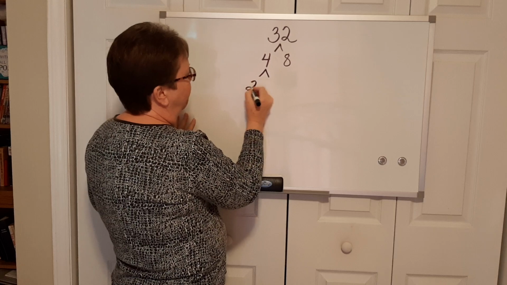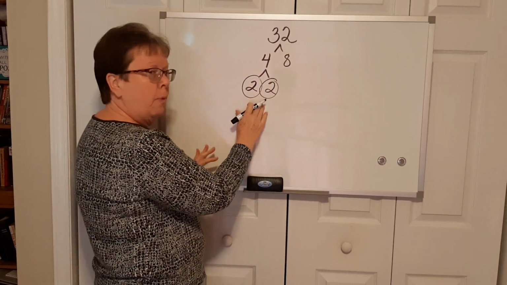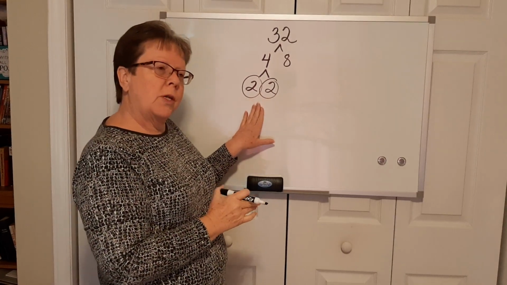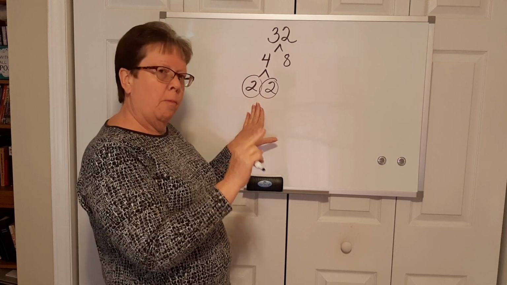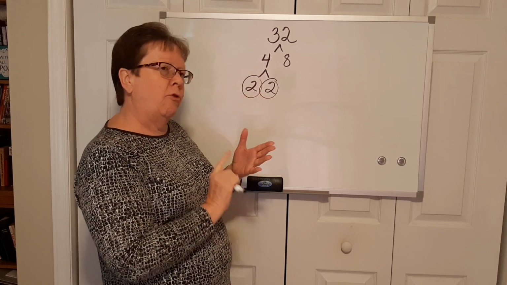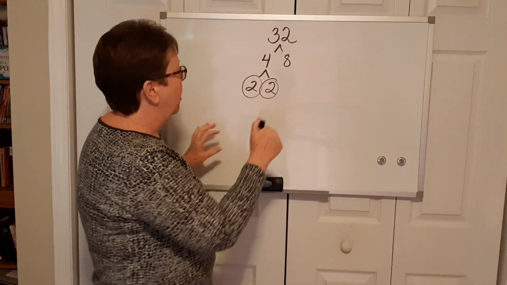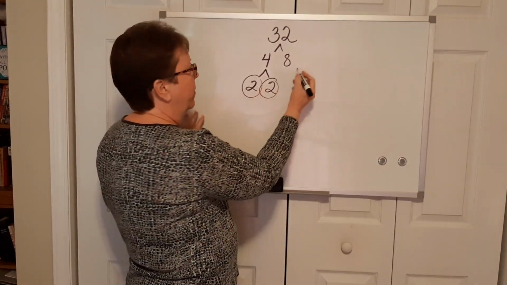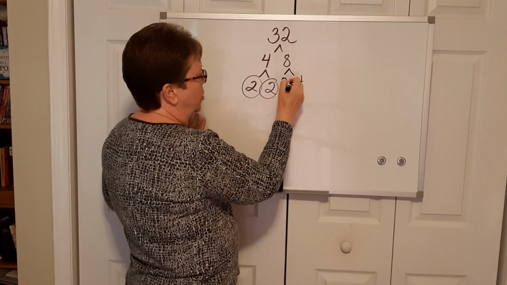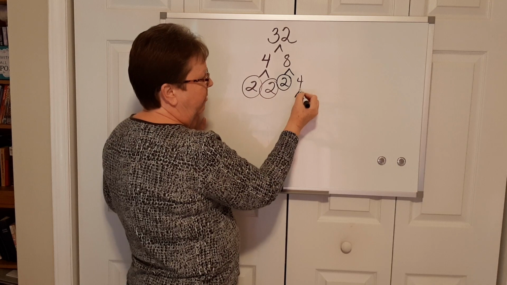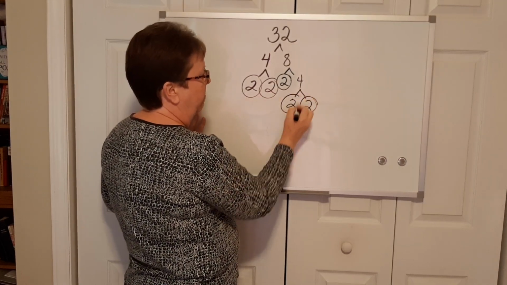We can factor out 4 into 2 and 2, and those are prime numbers. Remember, prime numbers are when that number has only 2 factors, which is 1 and the number itself. So we could take 2 times 1 is 2, but there's no other factors for 2. Okay, so they're considered prime. The 8 I can factor out into 2 and 4. 2's prime, but the 4 I can factor out again into 2 and 2. And now those are both prime.